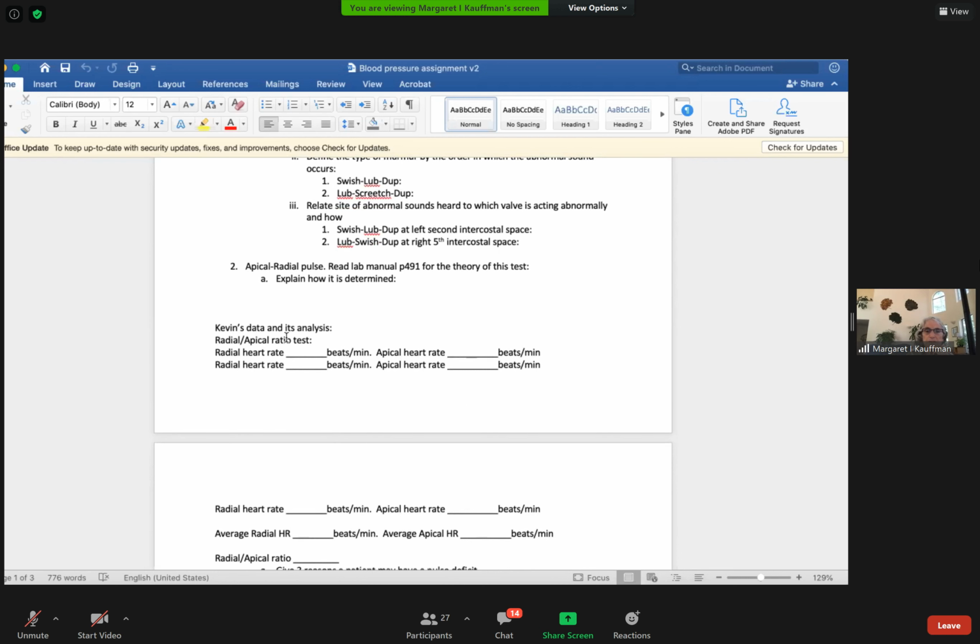This business of a radial apical ratio has to do with comparing what you can hear as a heart rate at the chest wall, where you're listening directly to the heart, to what you can feel out here when you take a radial pulse. So he must have gotten somebody to help him do this, but he did it for you.